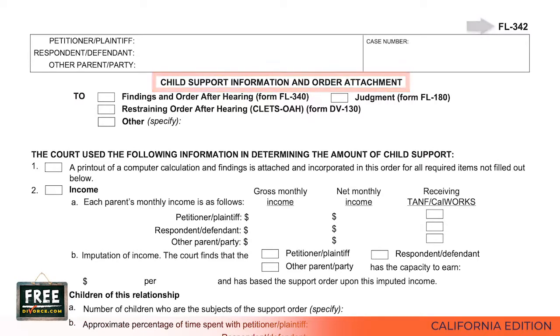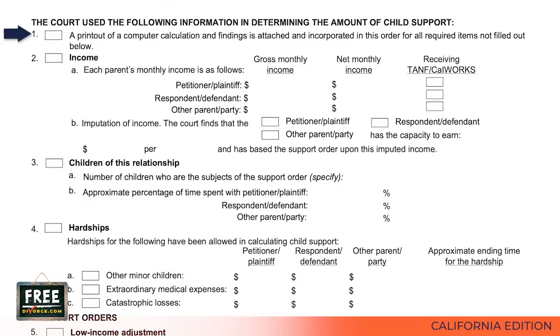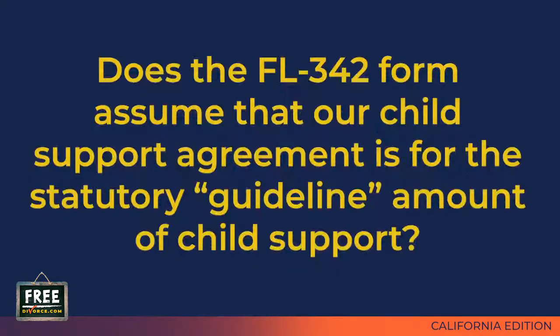Question number 1 on this form is asking if you are attaching a computer calculation and findings to the form. This is a reference to the printout you would get after running your DissoMaster calculation or after using the free online child support calculator on the State of California website. Does the FL-342 form assume that our child support agreement is for the statutory guideline amount of child support?